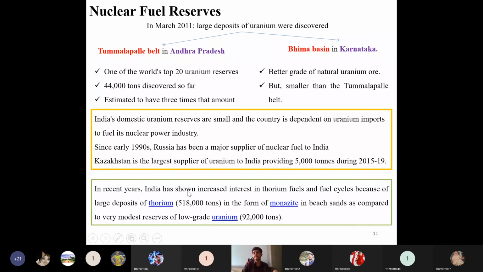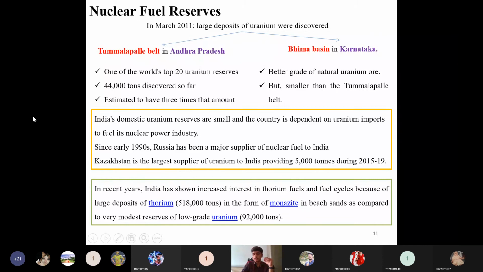In recent years, India has shown increased interest in thorium fuels. There is one advantage of nuclear power: we can use the secondary fuel, which is thorium, in fuel cycles, because of the largest deposit of thorium. We have a large deposit of thorium, around 518,000 tons, but the research has to advance more to use this thorium as an alternative fuel in nuclear power generation.